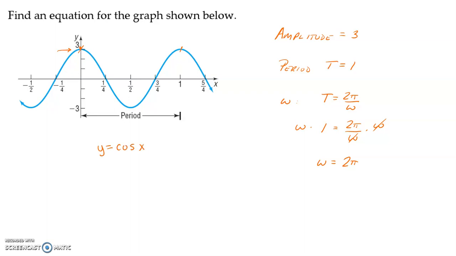So let's go ahead and put all of our pieces together. We want it in this form: y equals our amplitude times cosine of omega x. Our amplitude is a positive 3, and our omega value was 2 pi. So here's our final equation: y equals 3 times cosine of 2 pi x.